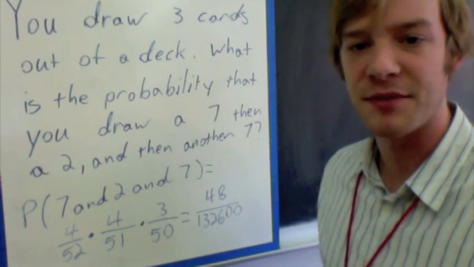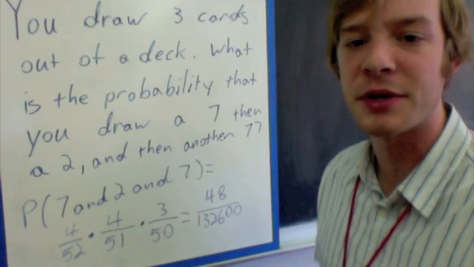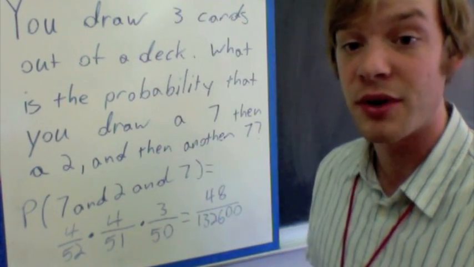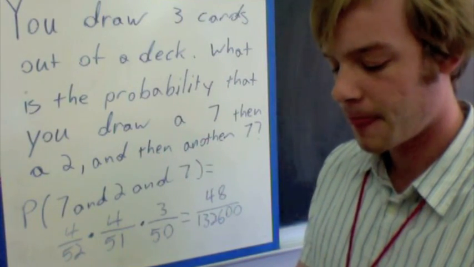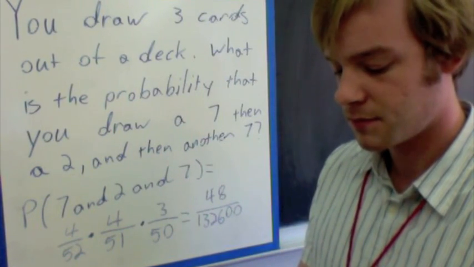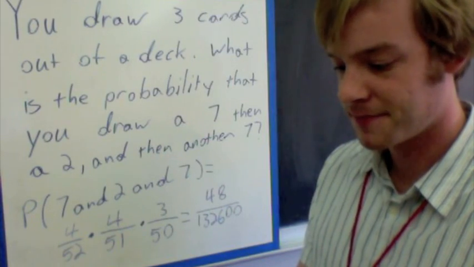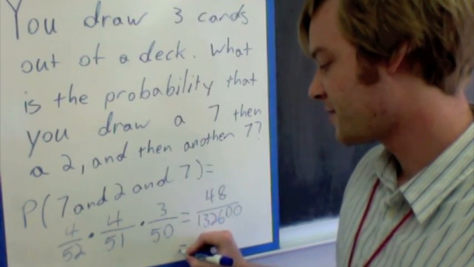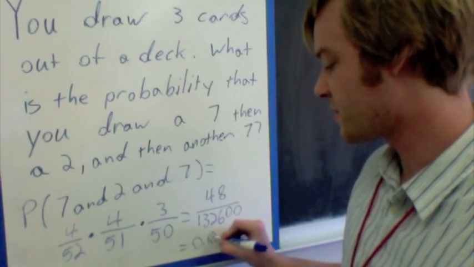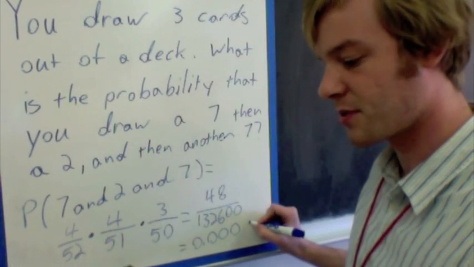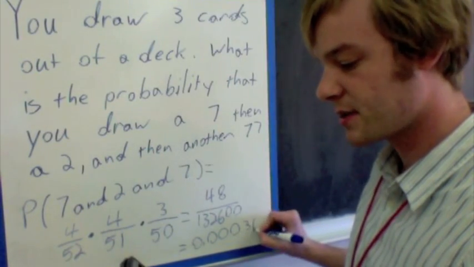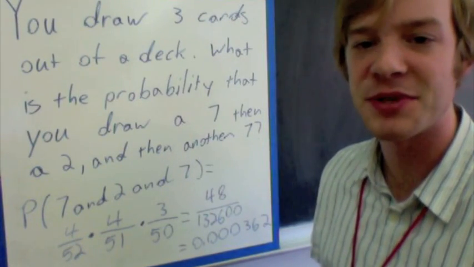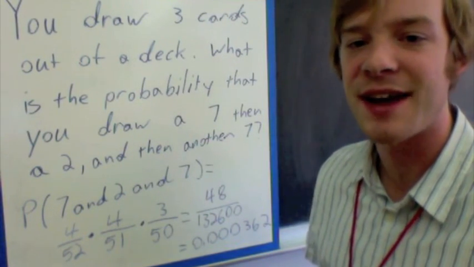Like that. This would be the fraction of our probability, but as you know, I almost always want you to have the decimal as well, so go ahead and divide this out. And if you actually divide this out, you would get 0.0000362. So a very, very tiny number, which means you're highly unlikely to have this situation happen.